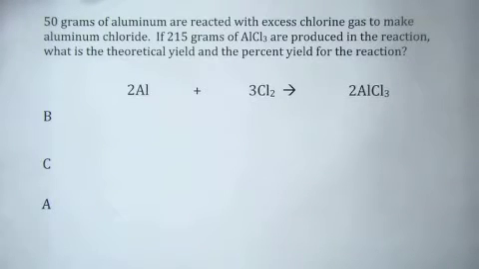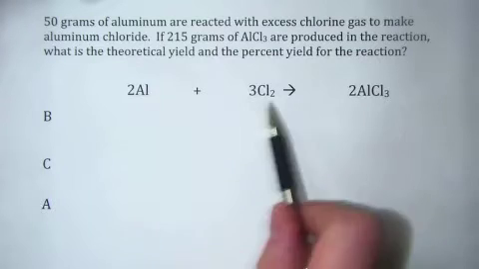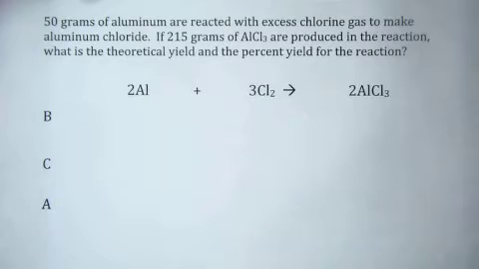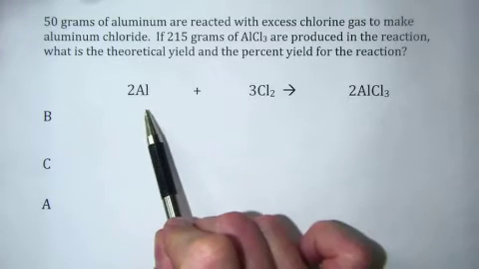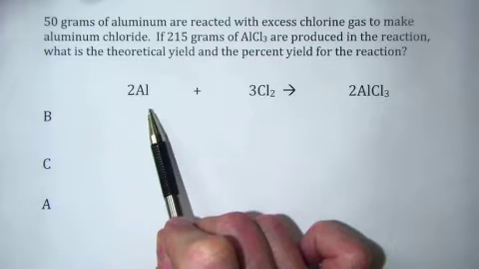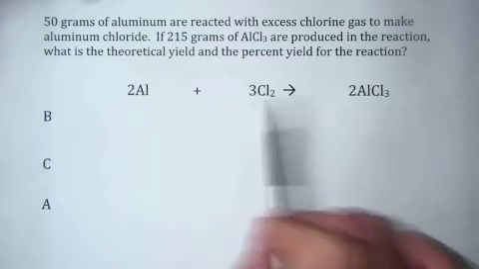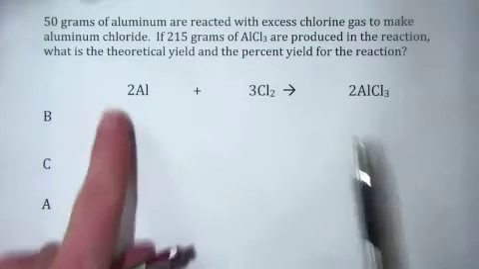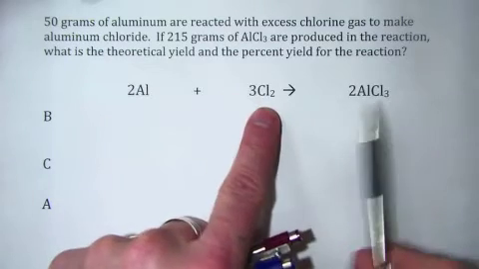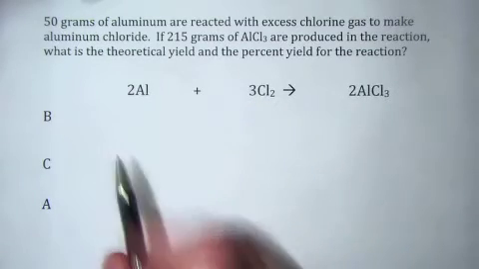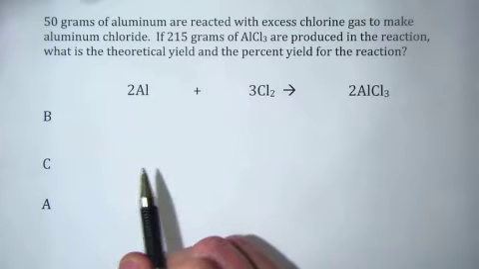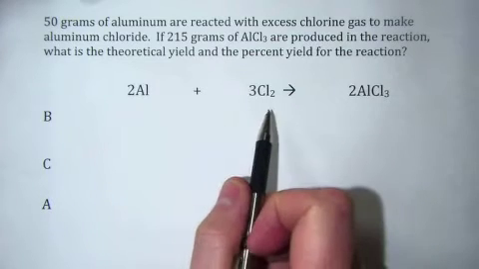Alright, today we're going to do some BCA calculations with grams. We know we need to be able to convert between differing amounts of chemicals in a reaction. Well, our reaction here is a combustion reaction of aluminum plus chlorine makes aluminum chloride. And it's all balanced here, 2 aluminum, 2 aluminum, 6 chlorine, 6 chlorines. So we're good here. It says we have 50 grams of aluminum reacted with excess chlorine.